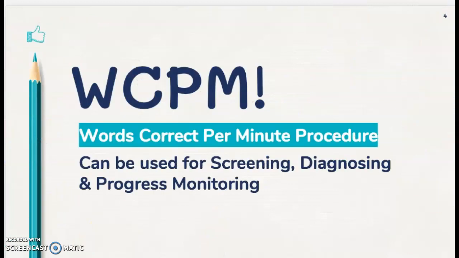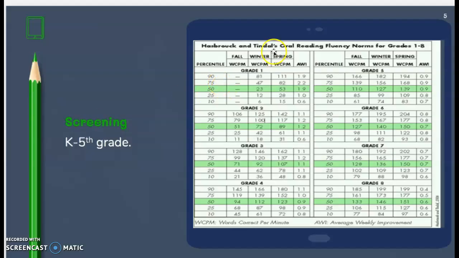You all are familiar with words correct per minute. The good news is you can use that method for screening, diagnosing, and progress monitoring. So let's talk about how. Tyndale and Harburg have created a norm scale for you to be able to figure out where your student is reading, or where you can expect your student to be at certain times in the semester. Most schools test students. They have a benchmark screening in fall, winter, and spring.